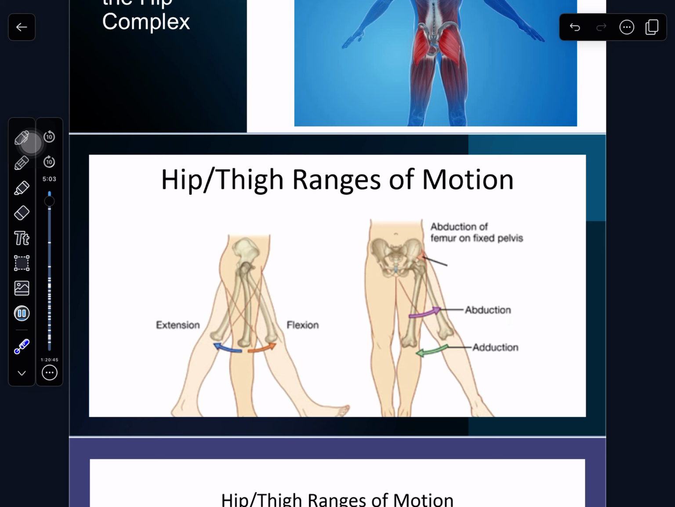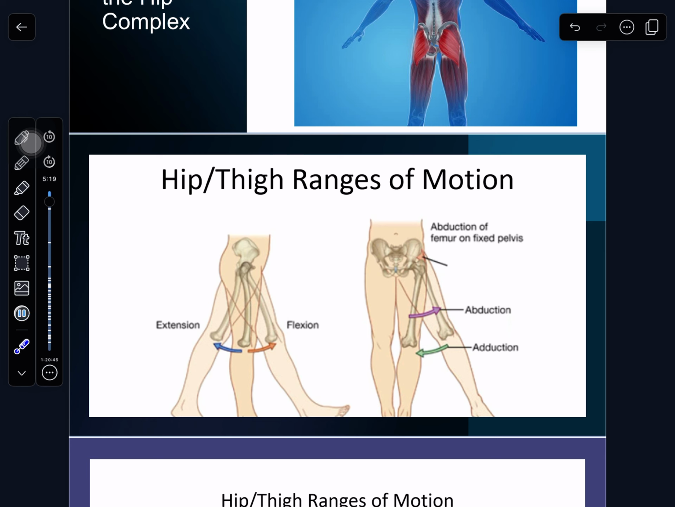But back to the hip. So we covered extension and flexion. Now we also need to be very aware of what abduction is versus adduction. For those listening, we've already discussed a few ways that you can remember it.